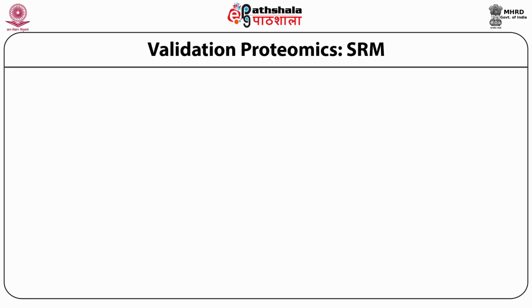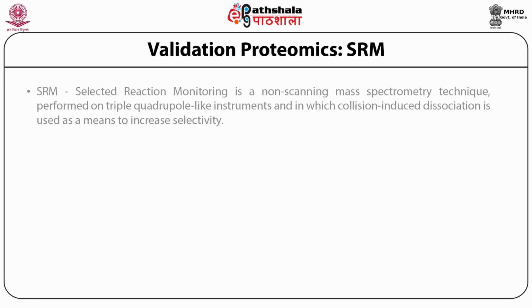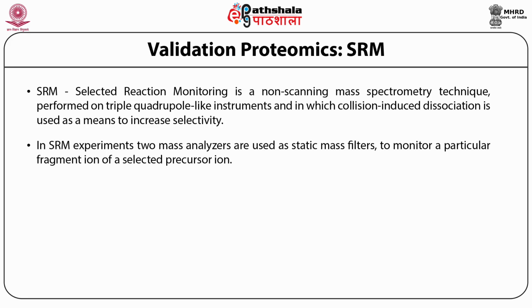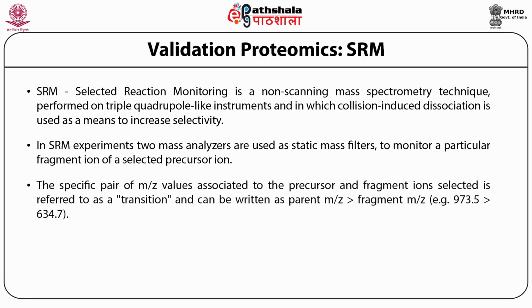Validation proteomics or selected reaction monitoring. SRM, or selected reaction monitoring, is a non-scanning mass spectrometric technique performed on triple quadrupole like instruments, in which collision-induced dissociation is used as a means to increase selectivity. In SRM experiments, two mass analyzers are used as static mass filters to monitor a particular fragment ion of a selected precursor ion.